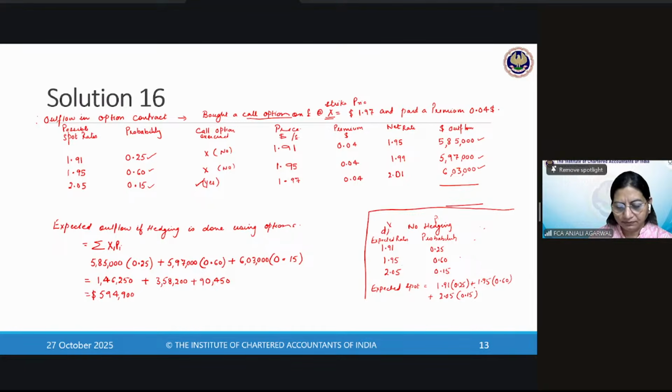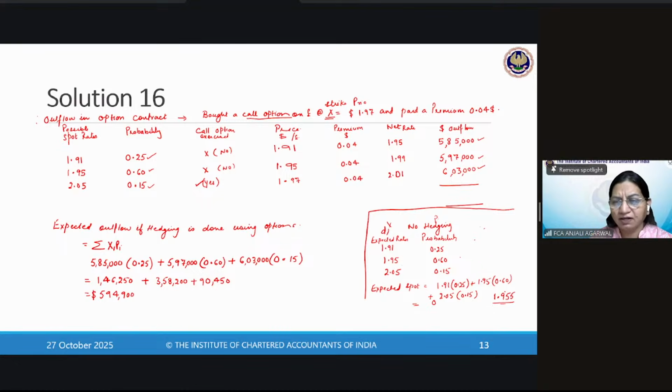Comes out to be 1.955. I will accept your answer. I'm not verifying. 1.955. Let's round it off till three decimals. Make this assumption here. Make a note that we're rounding off the expected rate till three decimal points.